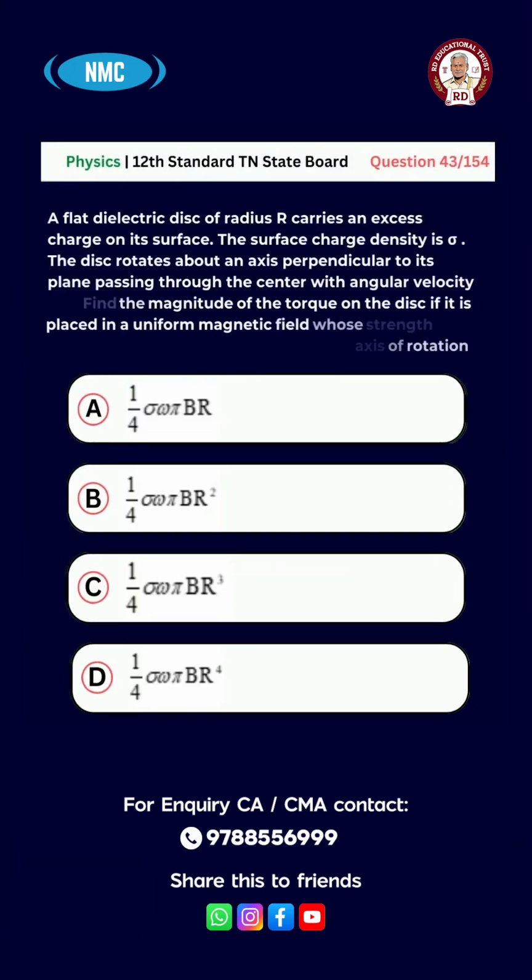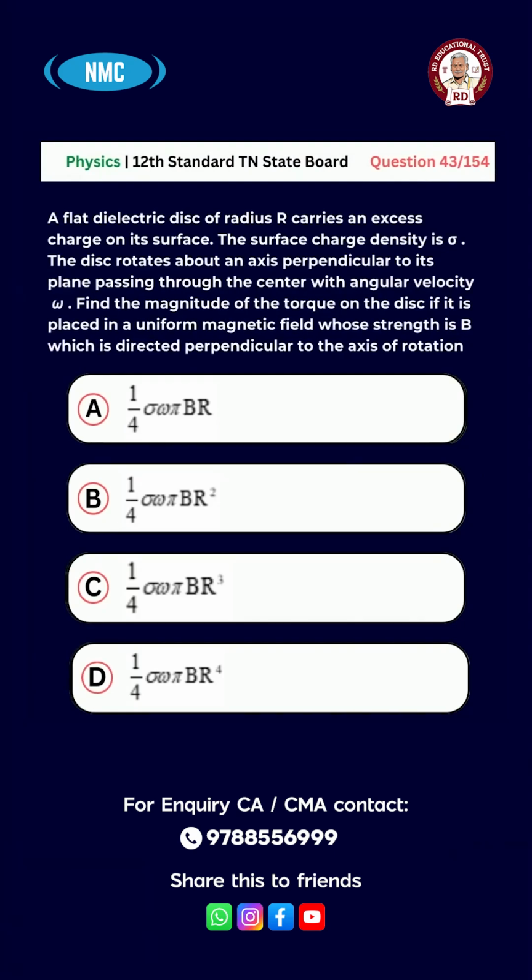Question number 43. A flat dielectric disk of radius r carries an excess charge on its surface. The surface charge density is sigma. The disk rotates about an axis perpendicular to its plane, passing through the center, with angular velocity omega. Find the magnitude of the torque on the disk if it is placed in a uniform magnetic field whose strength is B, which is directed perpendicular to the axis of rotation.